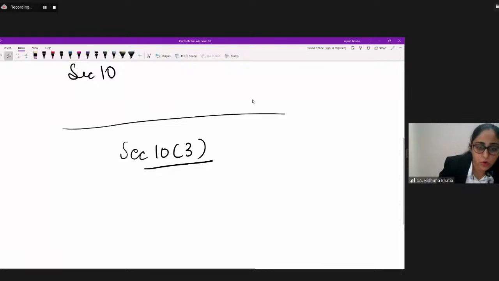Yes, so students, we call this section 10 clause 3. Ma'am, how do we get to know whether we have to call it section 10 clause 3 or section 10 subsection 3? See, it's very simple.